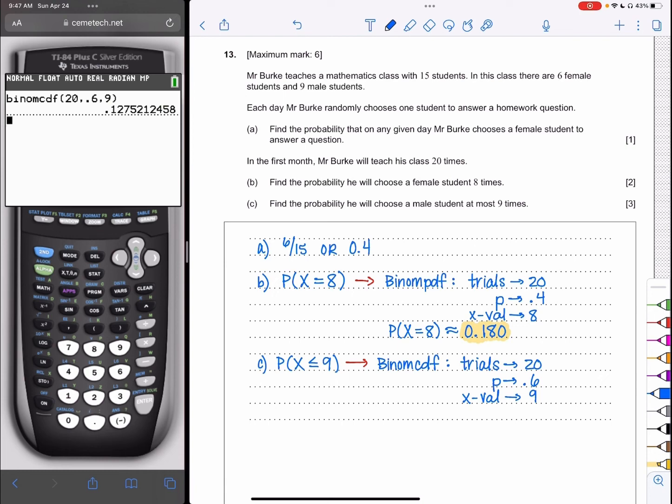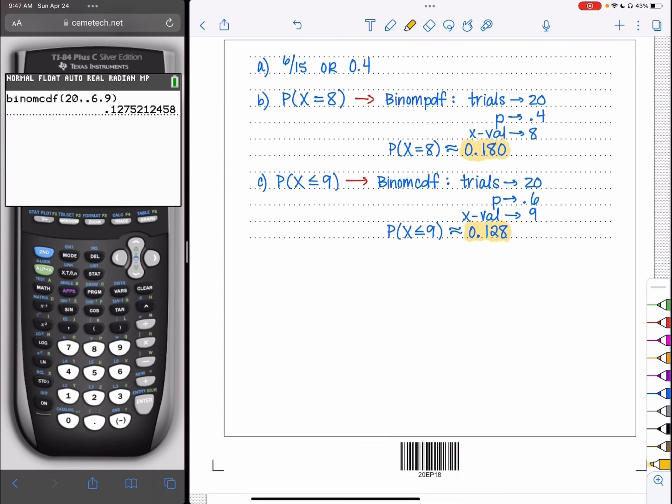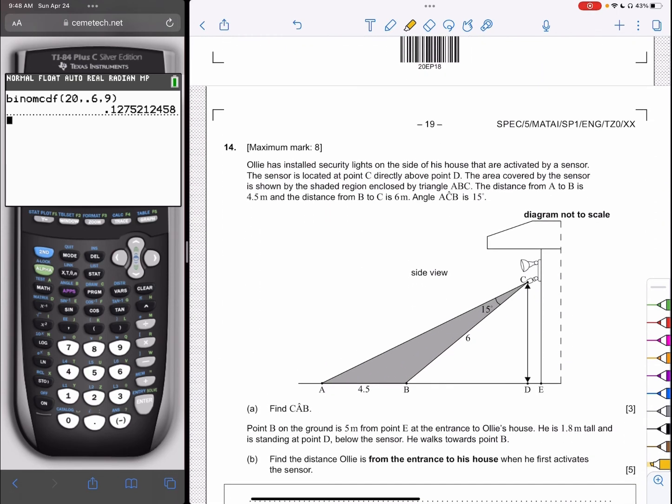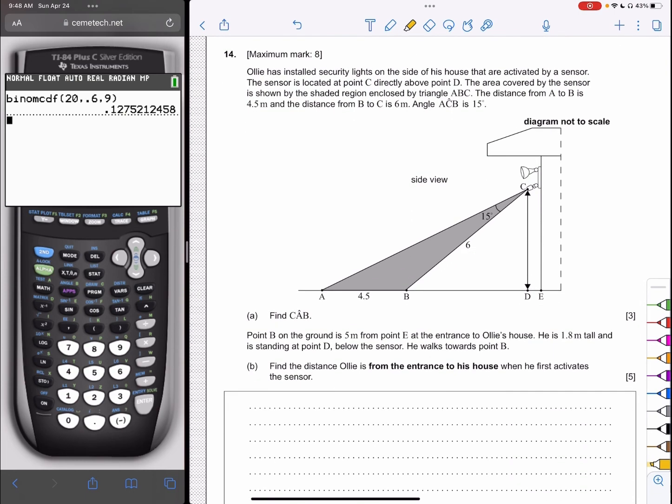So when we do that, we see that our probability that X is less than or equal to 9 is approximately 0.128 in the calculator. So that is my answer for part C. Now let's look at number 14.